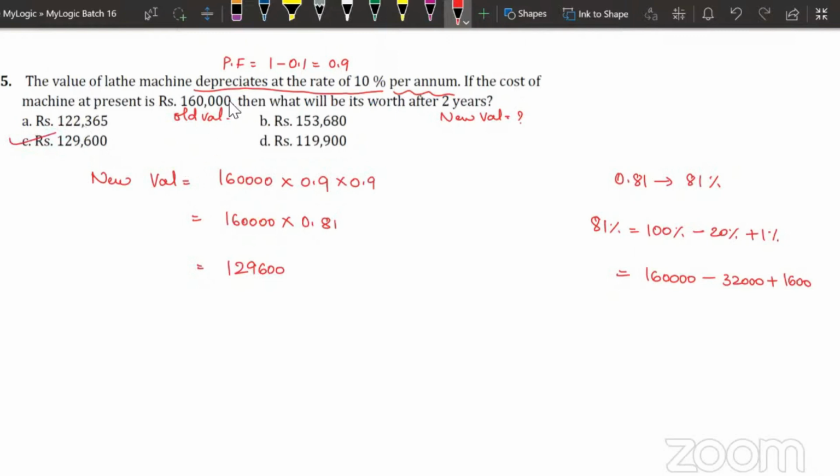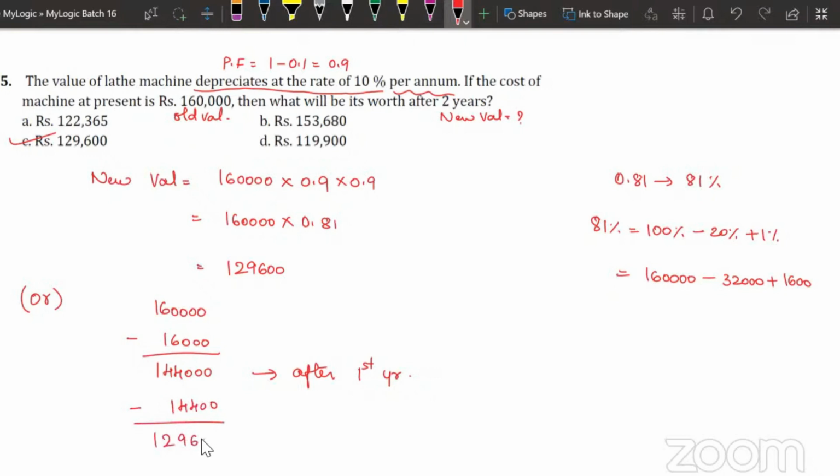Now, suppose the old value is given. Here, the old value is given and you are supposed to find the new value. You can directly subtract. That is, from 1,60,000, you subtract 10%. What is 10% of this? 16,000. That gives you 1,44,000. This is after the first year, right? After the first year, the value of the machine is 1,44,000. Now, the second year also it will reduce by 10%. So it is 10% of this, which is 14,400, which gives you 1,29,600. This is after the second year.